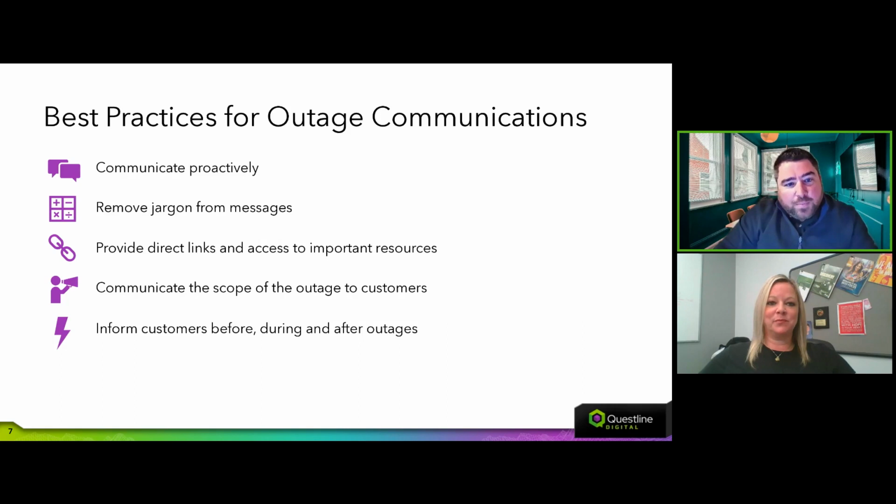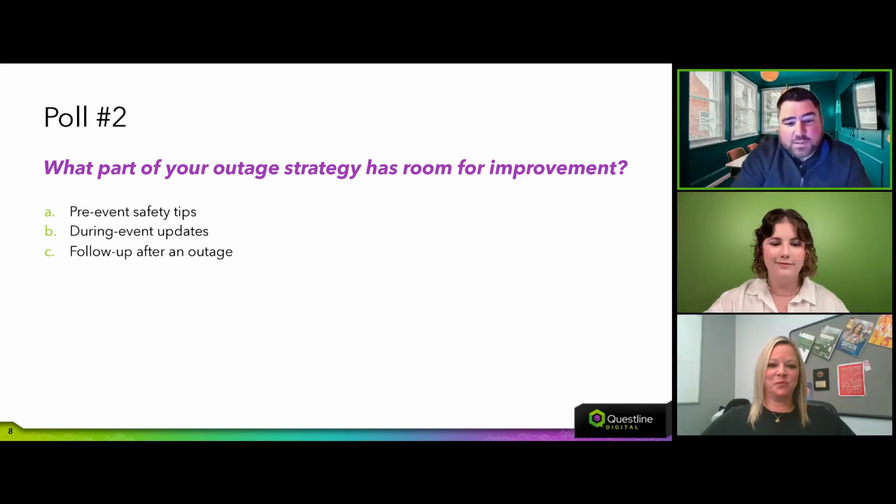So talking a little bit more about best practices for outage communications, the key is transparency and being proactive. You want to remove jargon from your messages. You want to keep it clean and simple, and you want to own whatever's happening that caused that outage. You want to look at your preparedness. Do you have things prepared, like direct links and important resources and guides to help your customers when an outage strikes? You want to communicate clearly and concisely on the scope of the outage. What's really happening? The more detailed but very crisp information proactively is key to a good experience. And then you want to have a plan where you're informing customers before, during, and after an outage. We're going to talk a little bit more about that, which leads us to our next poll.